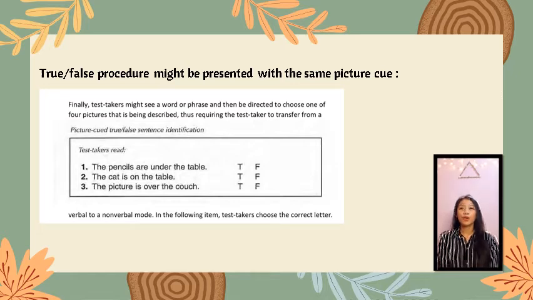In this slide, you will see another form of question based on the picture. True or false. This true or false form is from verbal to a non-verbal mode. You just circle true or false based on the statement in the question, like number one, the pencil is under the table, true or false? Exactly, false. You just circle the answer F.